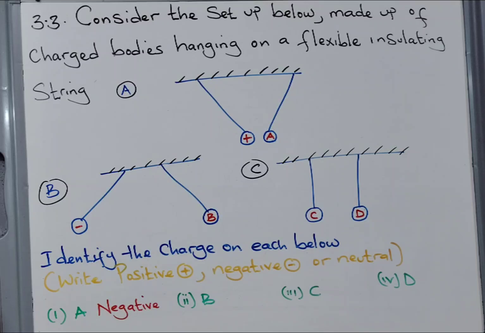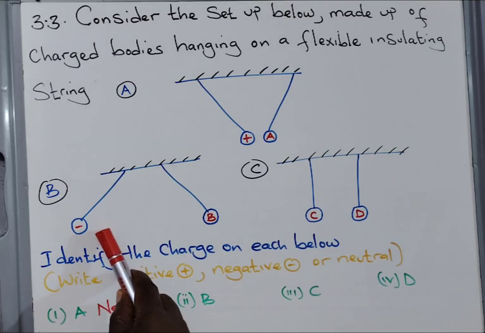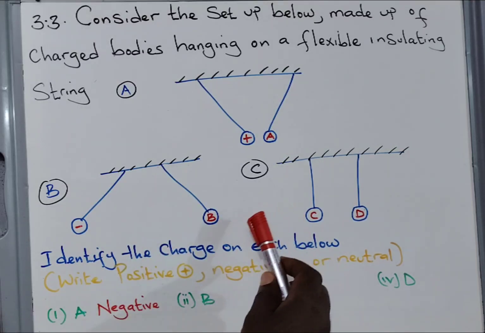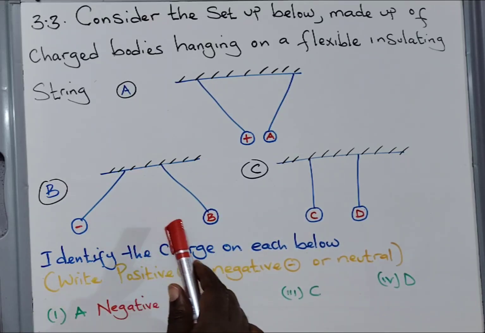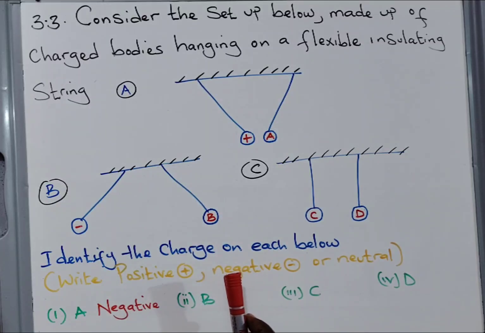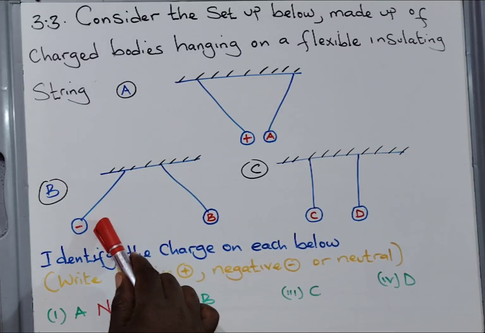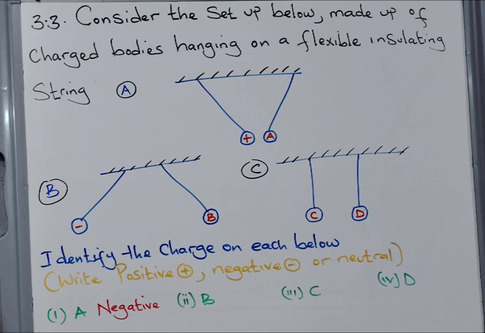Then you come to B. Let's see what we observe at B. We're having a negative and it is pushing away B. This is what we call repulsion. So what happens here? The two bodies are repelling each other. So which charge repels a negative? It must be negative. You have to remember that like charges repel.